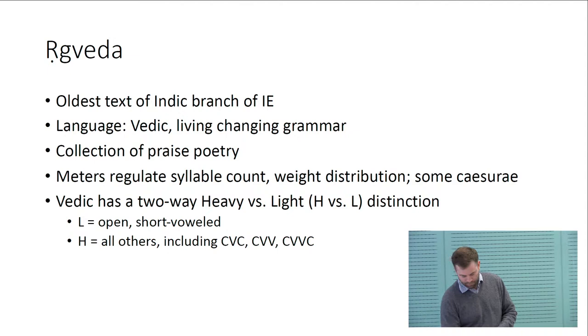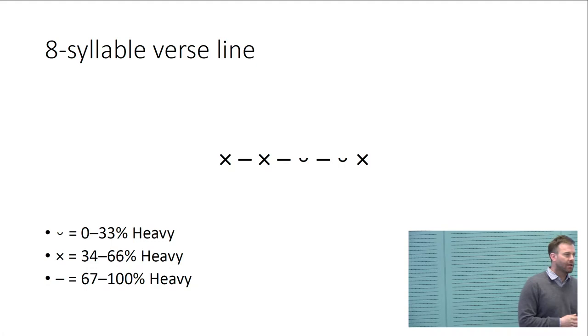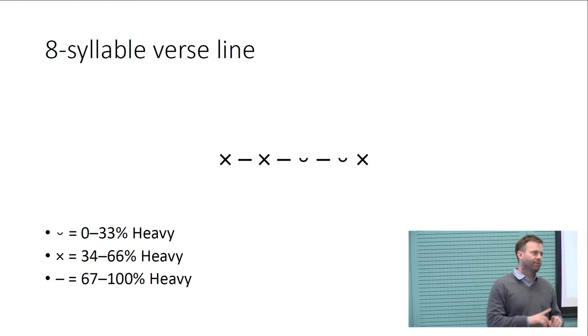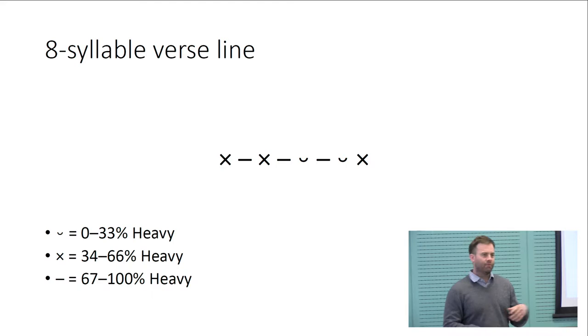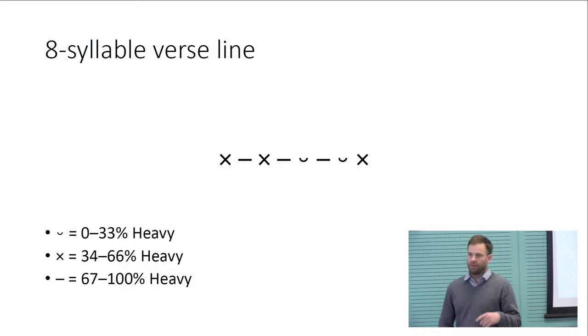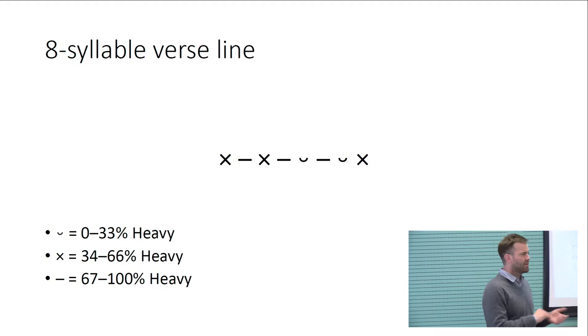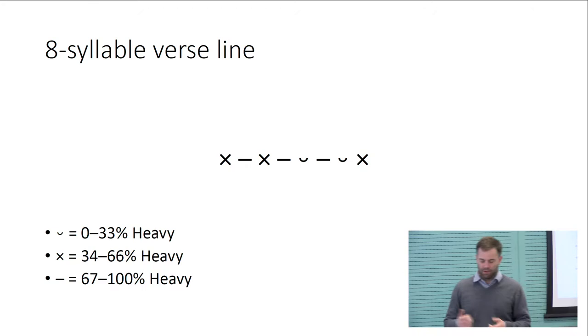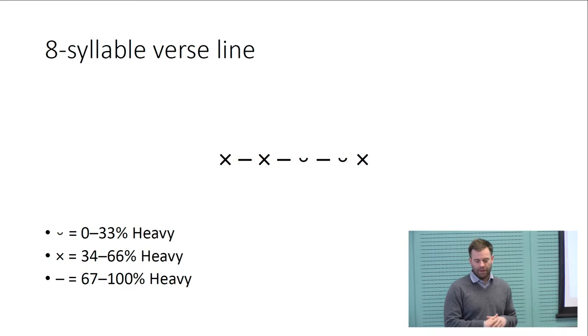So here's a rough representation of the eight syllable verse type. I should start with the breve. I'm using that to show positions that are usually implemented with a light syllable, heavy only about a third of the time. Then the X just shows relatively free positions that are heavy anywhere from one third to two thirds of the time, and the macron, or the long mark, shows you preferentially heavy positions, and you can see that there's essentially an iambic rhythm to the verse.